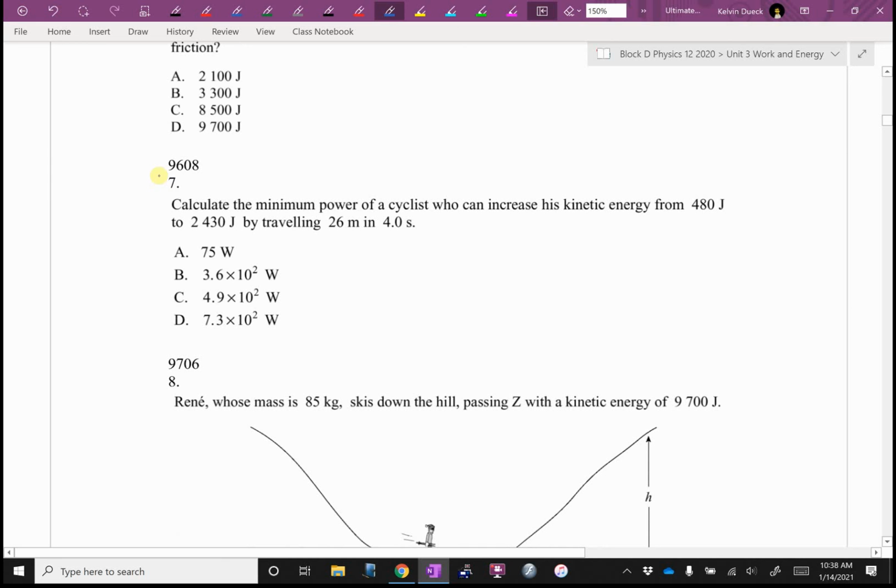Okay. 7 is okay. 7 wants you to find power. You'll have to figure out the work. Oh, work is the change in kinetic energy. Did they give you the final kinetic energy? Did they give you the initial kinetic energy? They've done that for you. Thank you very much. So 7 is okay.